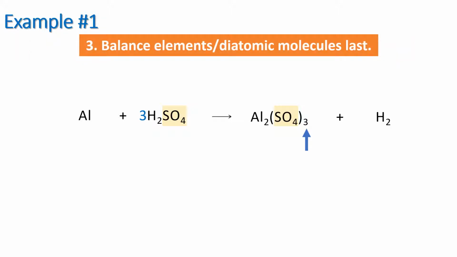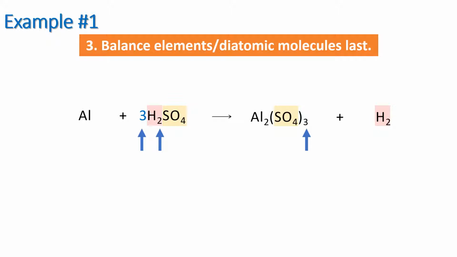Rule number three has us balance elements or diatomic molecules next. Now we can deal with those hydrogens, and we have hydrogens here and here. Now, as a reactant, we placed a 3 in front of sulfuric acid to balance those sulfate ions, which means that we also changed the number of hydrogens in the reactant. Before we tripled the number of sulfuric acid molecules, we had 2 hydrogen atoms, but now we have 6. And we can determine this by multiplying the coefficient by the subscript for hydrogen, which is going to be 3 times 2, and that equals 6. So I'm going to need to have 6 hydrogens in the product.